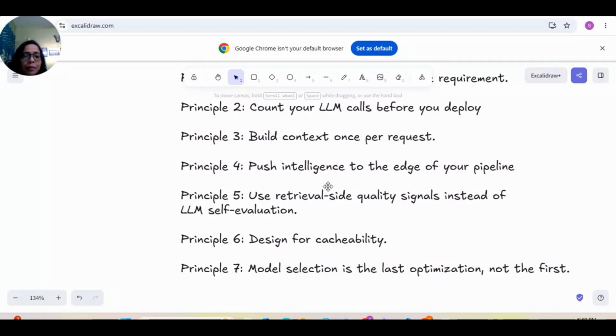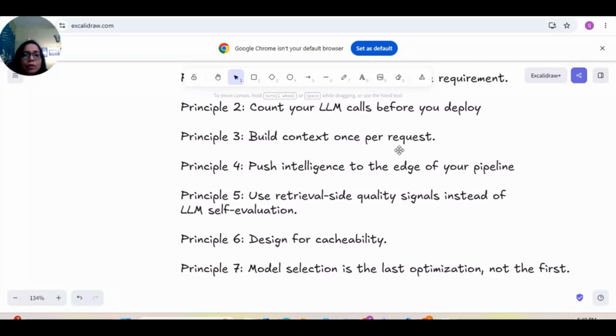The third is: build context once per request instead of rewriting it for every node. It is like a request context as a singleton. Assemble it at the entry point of the orchestration layer, the agent orchestration layer, and pass it through without changing, in an immutable format. This eliminates the duplications and makes prompt caching work correctly.